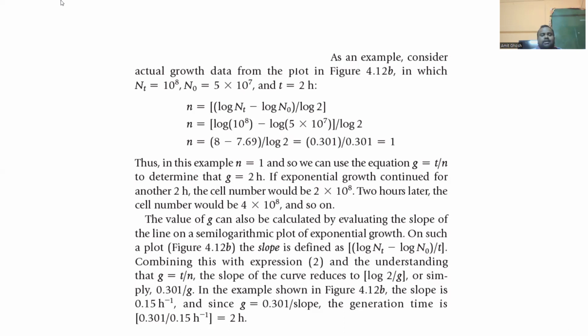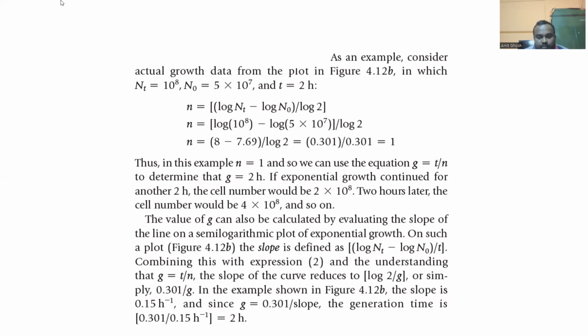And the value of G can also be calculated by evaluating the slope of the line on the semi-log plot of exponential growth. On such a plot, the slope can be defined as log Nt minus log N0 by t. Combining this expression and understanding that G is equal to t by n, the slope of the curve reduces to log 2 by G, or simply 0.301 by G.